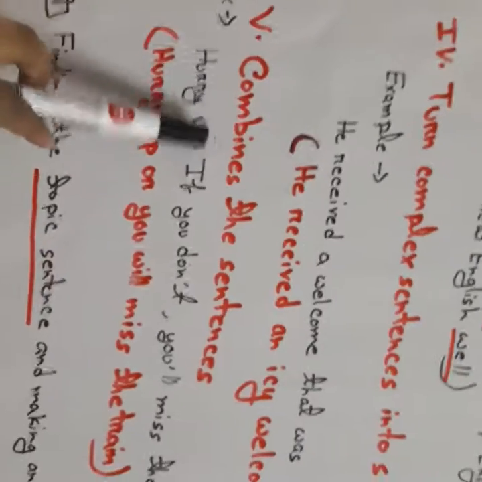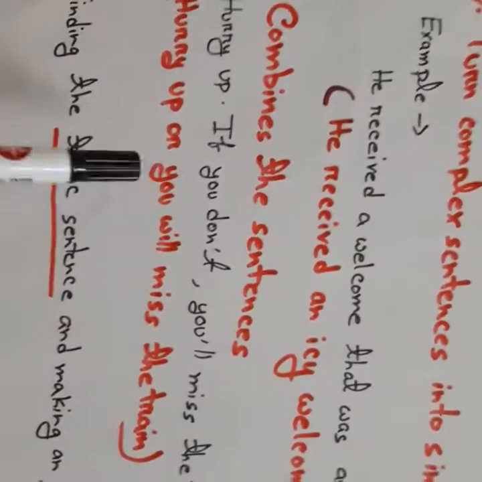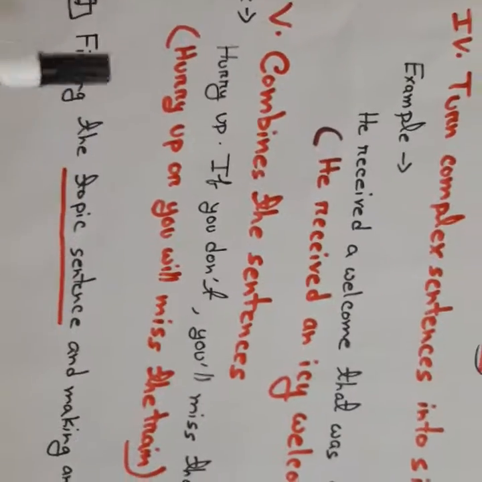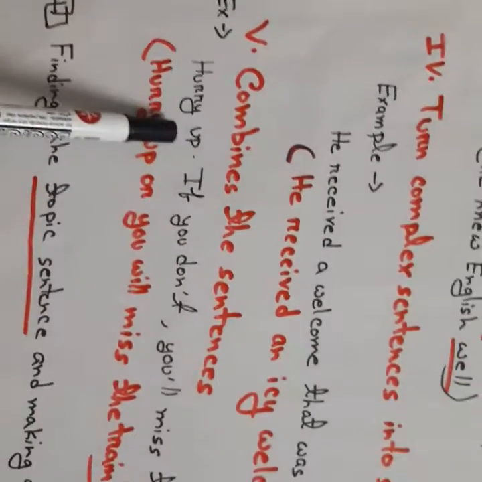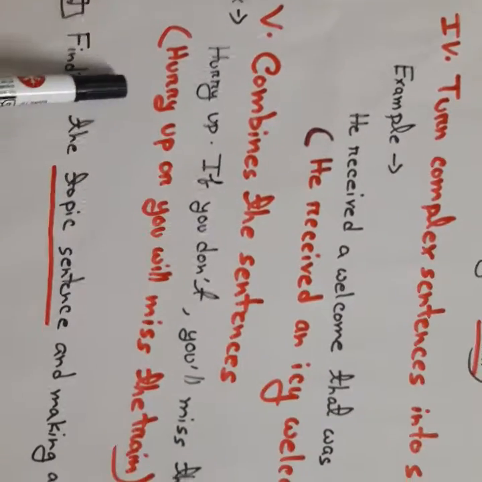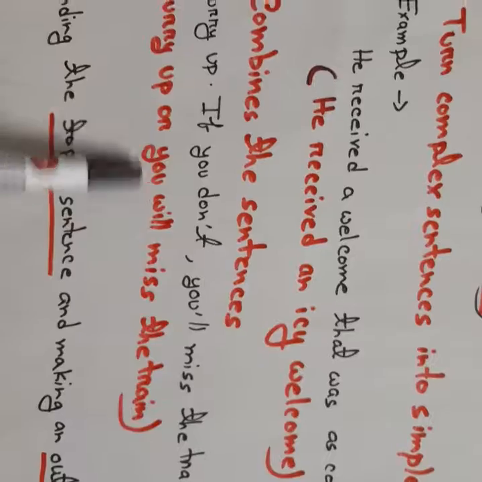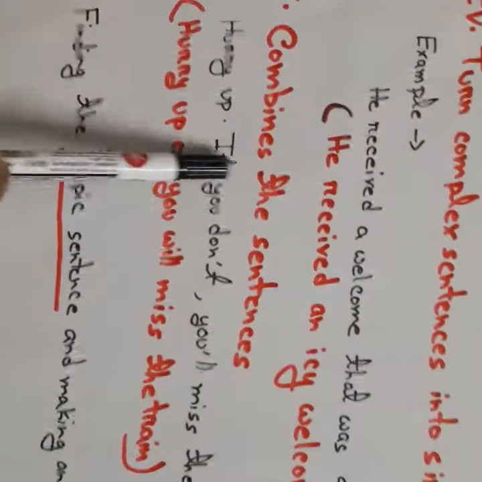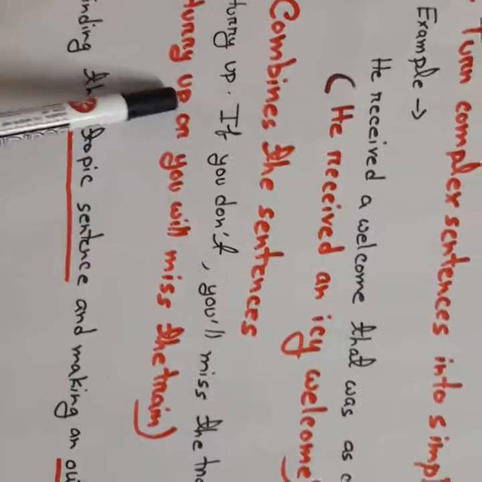Then combine sentences. Just combine two sentences or three sentences, or it can be more. For example, hurry up. If you don't, you will miss the train. You can write here, hurry up or you will miss the train. We join two sentences by adding or.